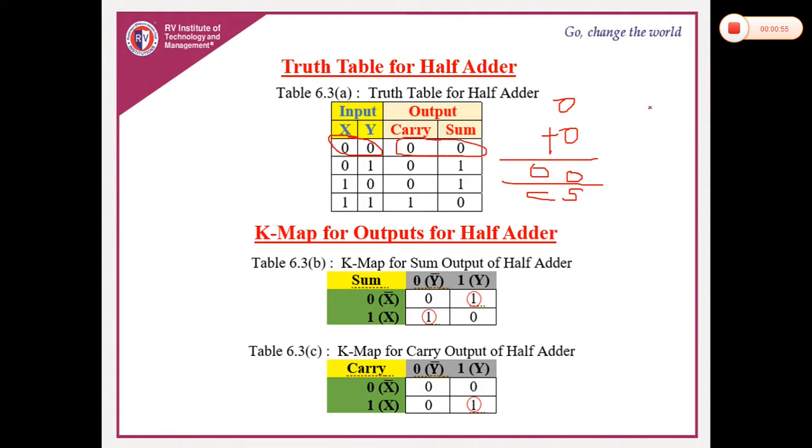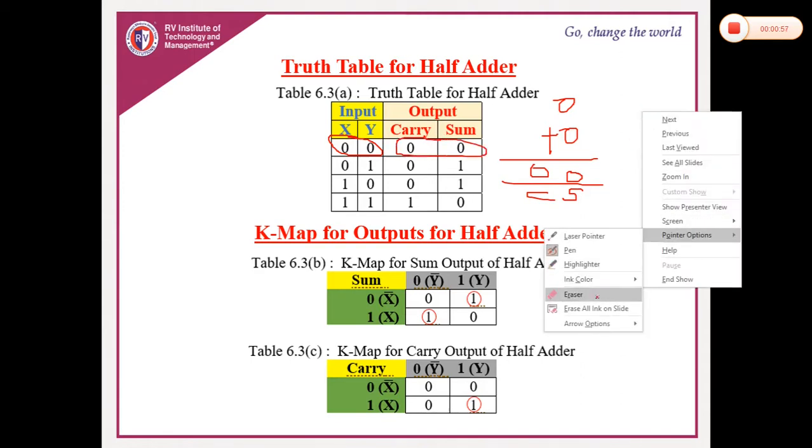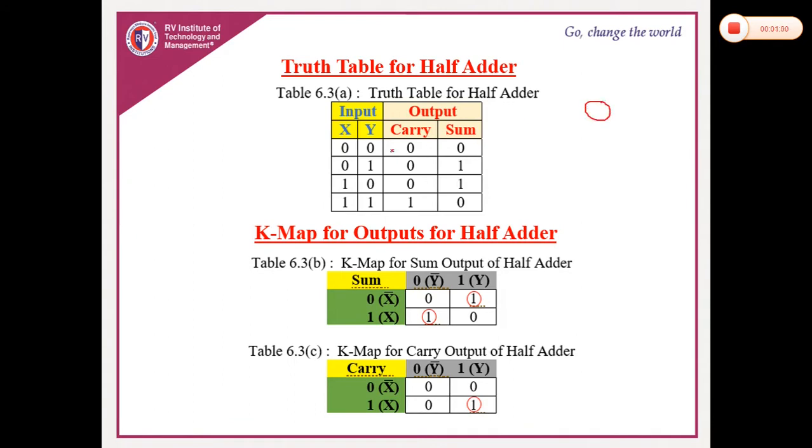For the next combination, 0 and 1, when we add 0 plus 1, we get the sum as 1. There is no carry, hence carry is 0. You can see the same thing here. For the next combination, 1 plus 0, it is also 1. So the sum is 1 and there is no carry. Carry is 0.